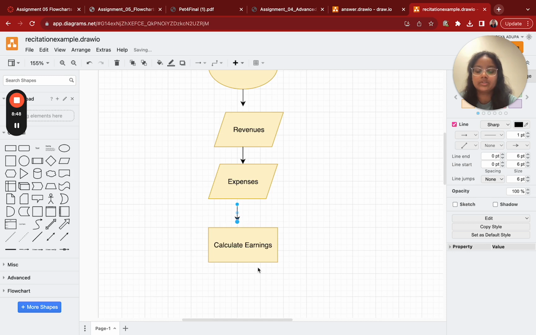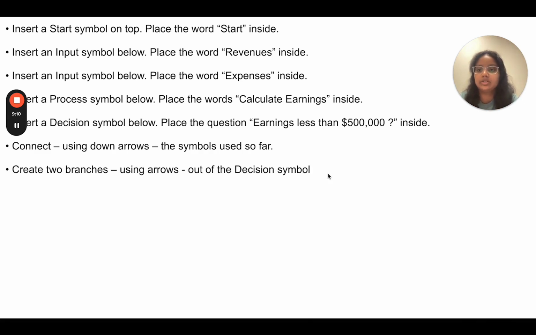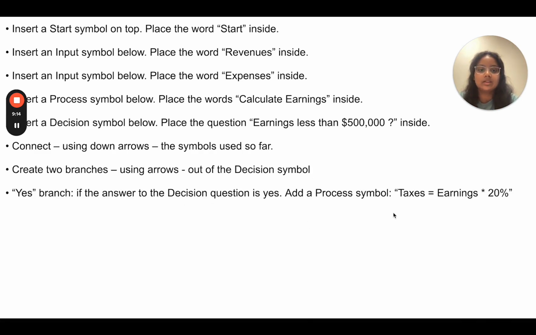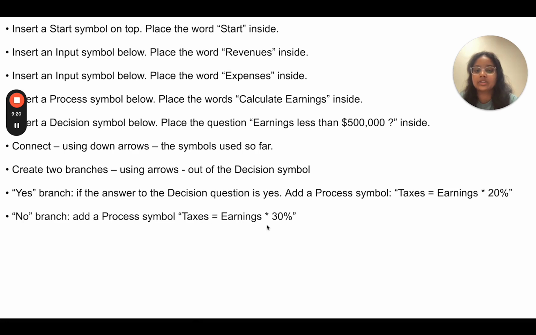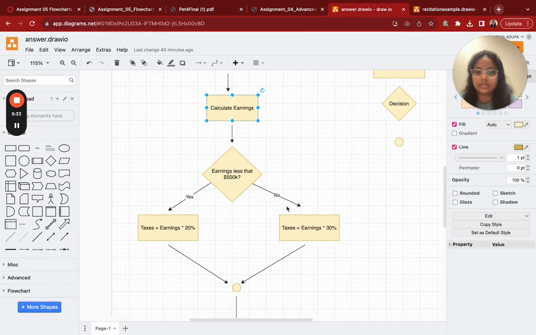Okay, so once you calculate the earnings, next we're going to insert a decision symbol and you're going to put the question earnings less than 500K. That's a question. So if your earnings are less than 500K, you're going to have either a yes or a no. Your decision shape will always have a yes or a no. If it's a yes, add a process symbol: taxes is equal to earnings times 20%. If it's a no, taxes is equal to earnings times 30%. We're going to have two different branches. It's going to be like the diamond, and that's going to branch out yes or no. It's going to look something like this.